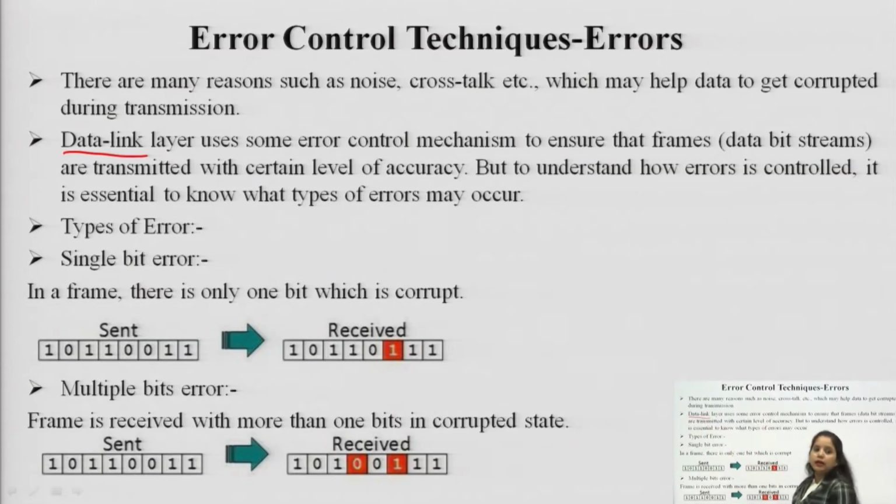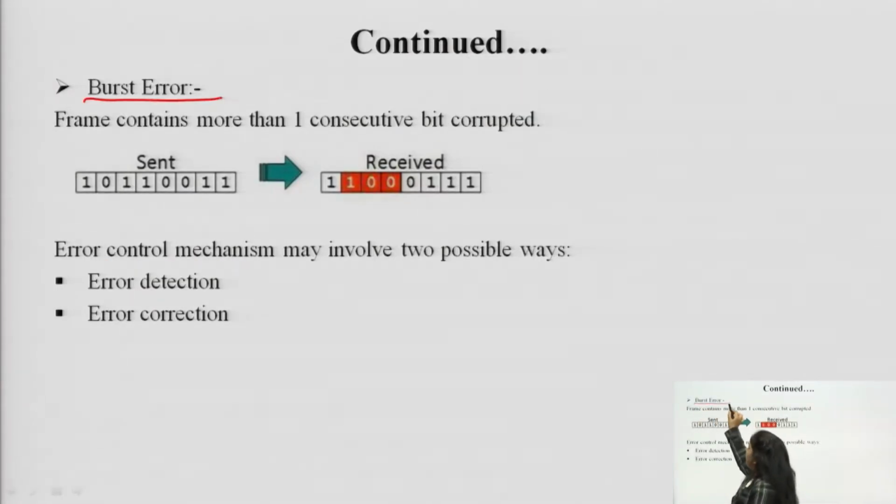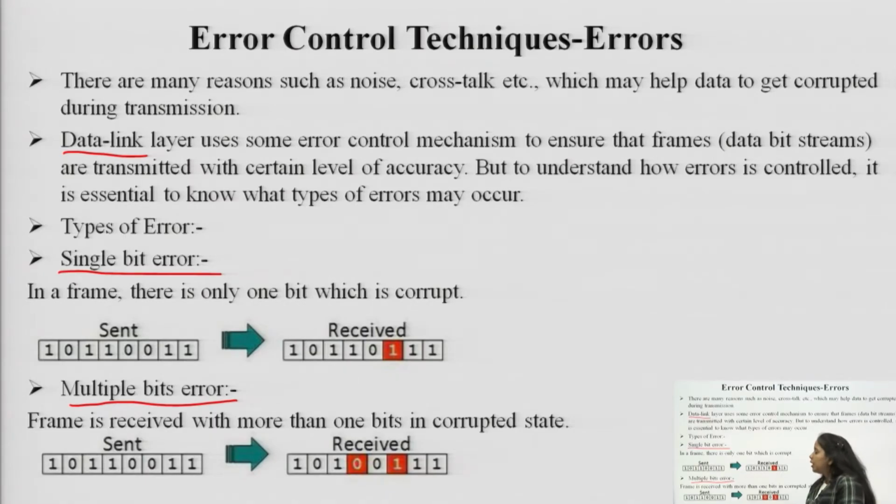When an error occurs, the data link layer uses some error control mechanism to ensure the frames, that is, the data bit streams, are transmitted with a certain level of accuracy. But to understand how error is controlled, it is essential to know what types of errors may occur. These are some common types of errors: the first one is the single bit error, the second one is the multiple bit error, and the third one is the burst error.